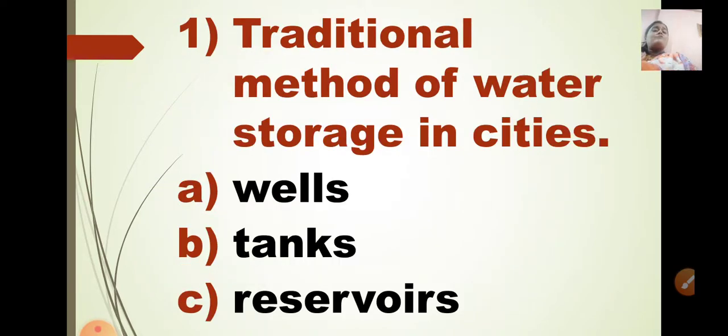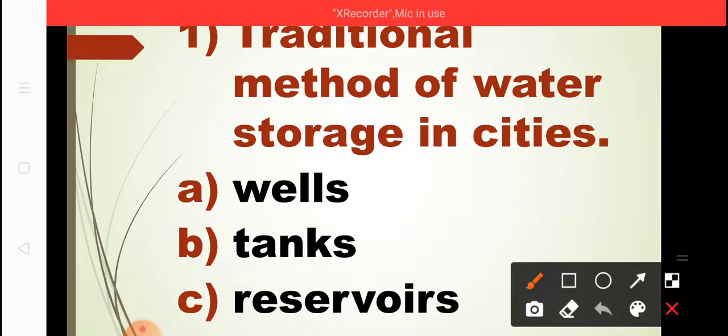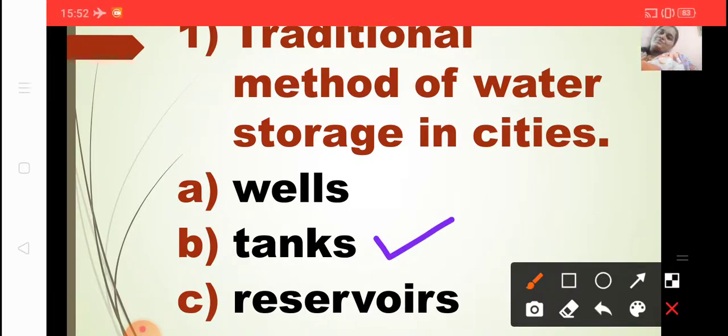Traditional method of water storage in cities. Okay, in cities they have asked a method. Traditional means old one. Is it wells? First one, A option is wells, B option is tanks, and C option is reservoirs. So in cities, wells, no, wells are traditional methods, but you find wells in villages, yes or no? So tanks is the correct option. Okay, so traditional method of water storage in cities, you can find tanks in cities more.